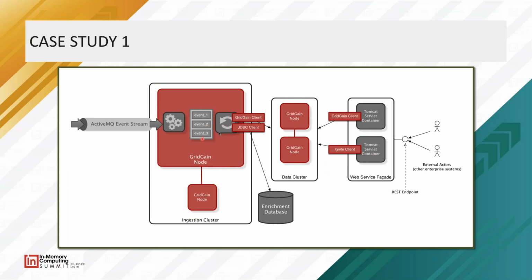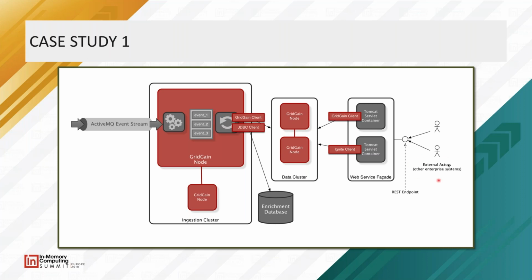We had intermediate caches for objects in various stages of enrichment. And this actually required us calling out to an enrichment database. But by the time the object was fully enriched, it was just a marshaled POJO, actually in the GridGain marshal format, so it was very easy to push it right over into the data cluster from which queries were made.